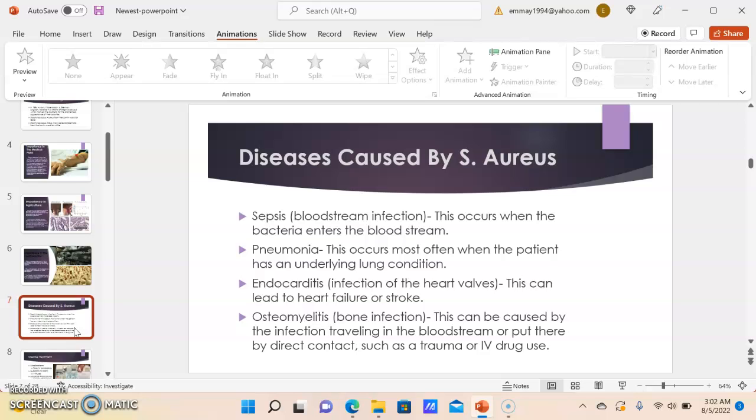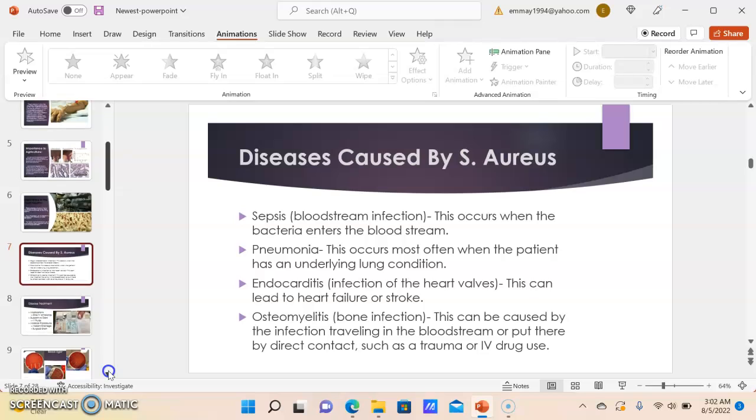So some diseases that are caused by this strain of staph would be sepsis, which is a bloodstream infection. This occurs when the bacteria enters the bloodstream. Pneumonia, this occurs most often when the patient has an underlying lung condition, so asthma, COPD, that kind of thing. Endocarditis is an infection of the heart valves. This can lead to heart failure or stroke. Osteomyelitis, which is the bone infection. This can be caused by the infection traveling in the bloodstream or put there by direct contact, such as trauma or IV drug use.